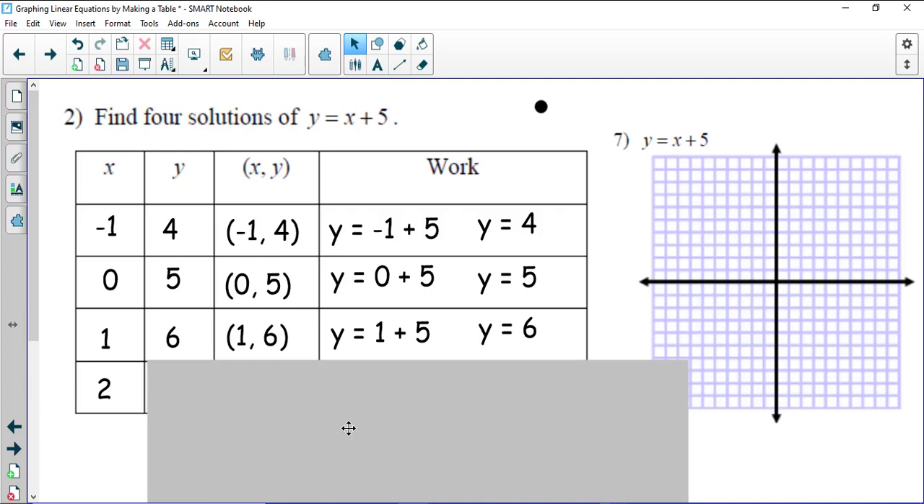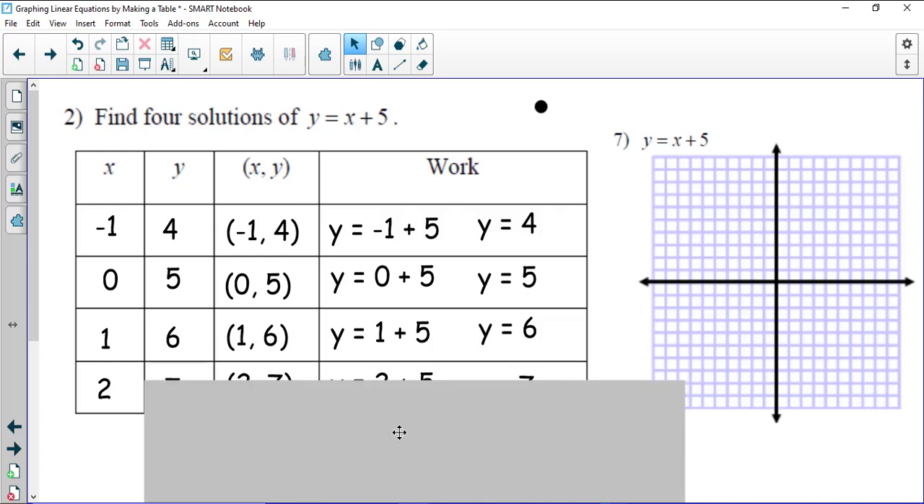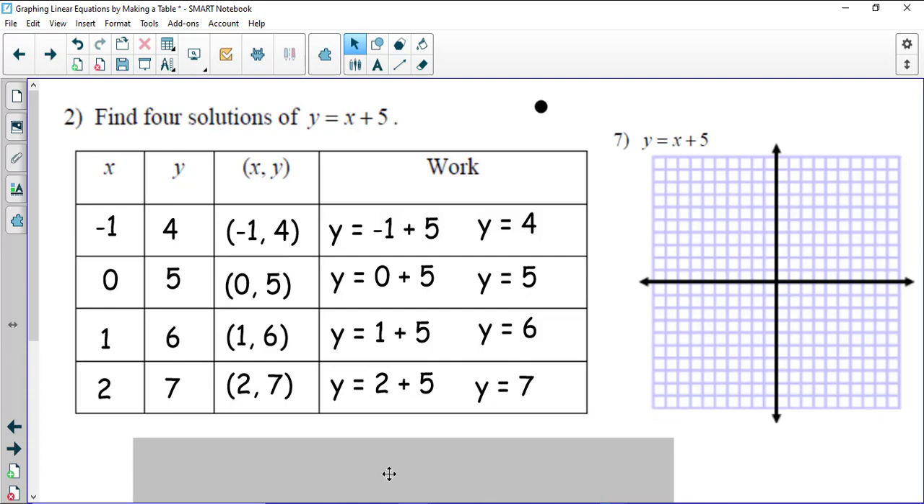Next, we're going to replace x with 1. 1 plus 5 is 6, so our ordered pair will be 1 comma 6. And then replace x with 2, so we have 2 plus 5, y is 7. So that ordered pair is 2 comma 7.